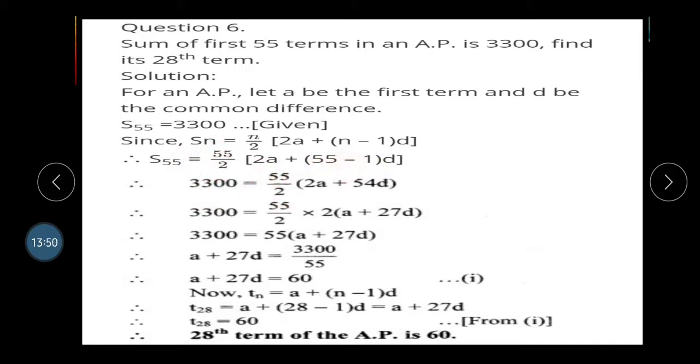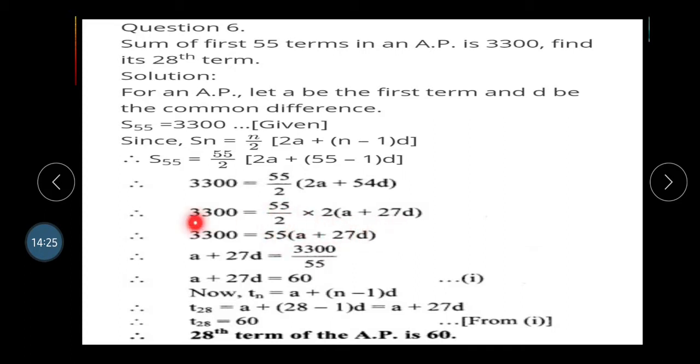Then we will be solving this. 55 minus 1 is 54. 54 into d, we will get 54d. So 2a plus 54d. We have taken this 2 out of the bracket, so we can solve this. So this 2 gets cancelled. So 3300 equal to 55 into a plus 27d. Okay, so here 55 is in multiplication form.